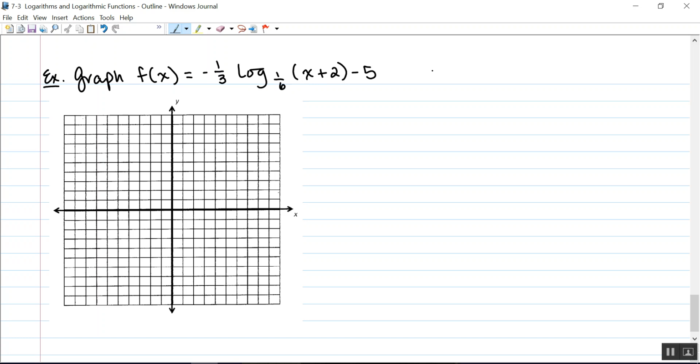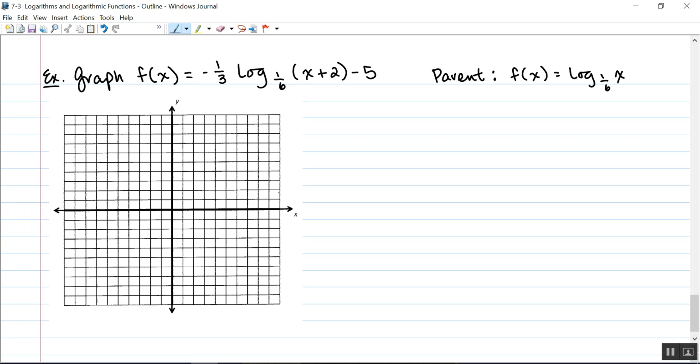So remember that the parent function of this is going to be f of x equals log base 1/6 of x. If I were to take away my a and my h and my k, that's what I would get. So I think the first thing I want to do is let's go ahead and graph the parent function.